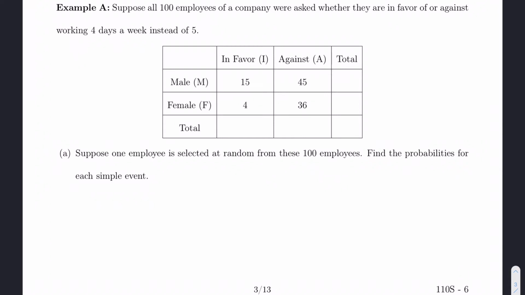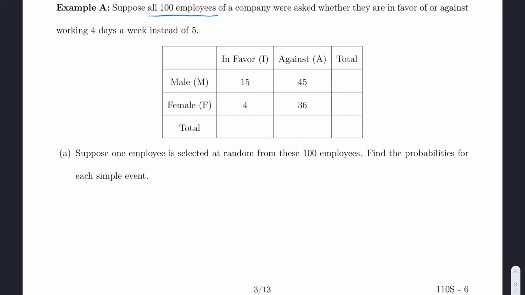Okay, so for this video and the next, I'm going to keep referring back to this example. I've called it example A. Whenever I'm talking about example A, we should go back here. This example is saying that all 100 employees of a company were asked whether or not they are in favor of or against working 4 days a week instead of 5. And it gives us a table down here.